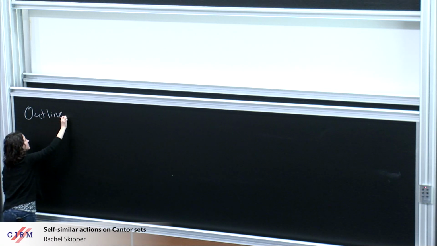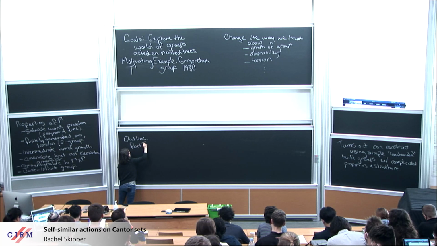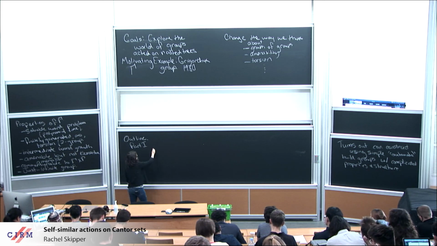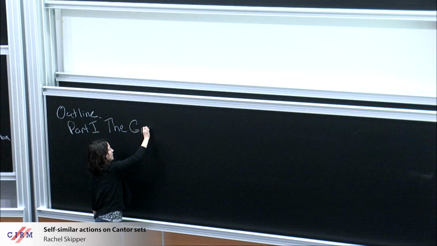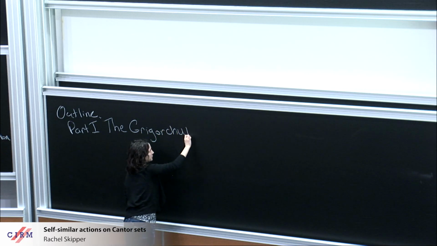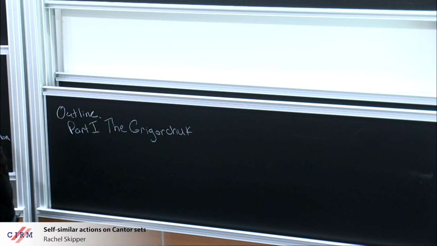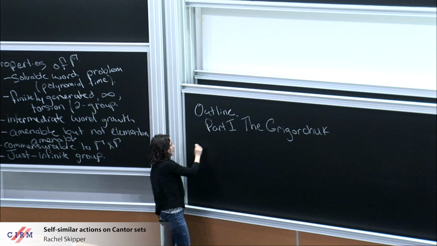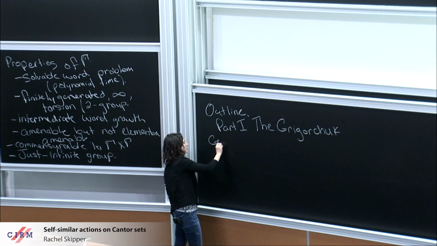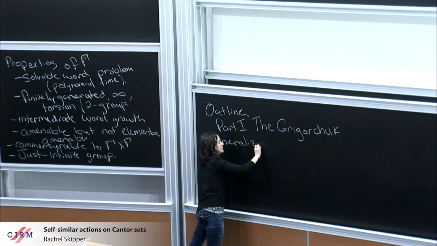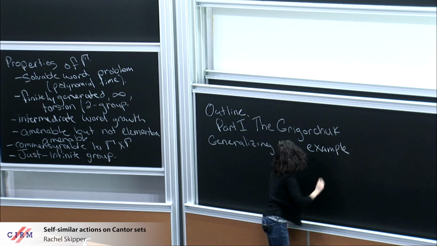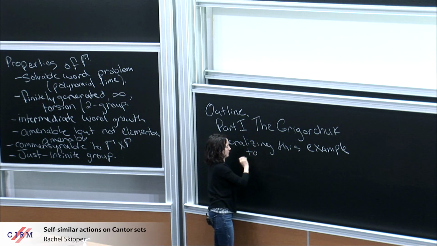Now let's outline the talks. Part 1, which will encompass today's lecture and probably a good portion of tomorrow's lecture, will be really focused on introducing the Grigorchuk group, defining it fully. Talking about, as I said, some of these properties: solvable word problem, torsion, growth. And then the other parts of the course will be dedicated to generalizing this example to other classes that have various properties in common.